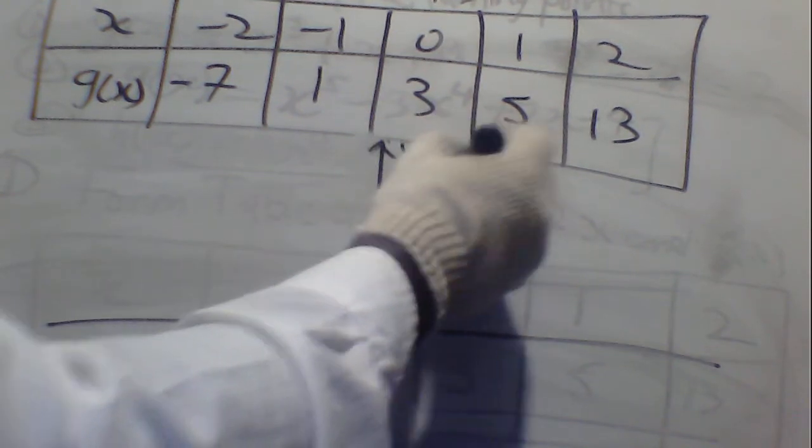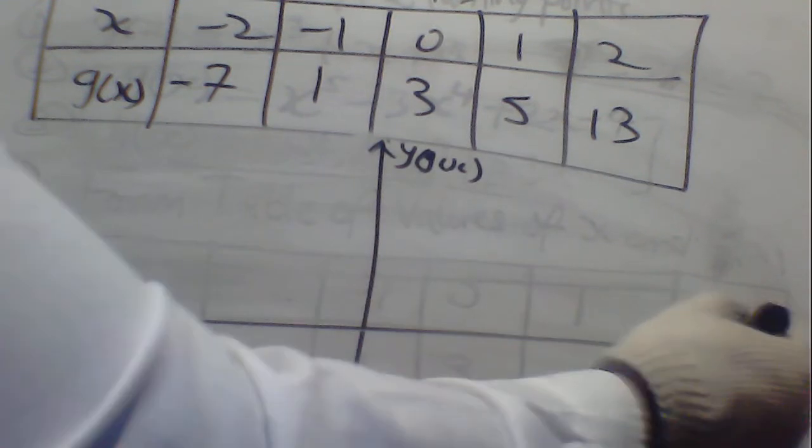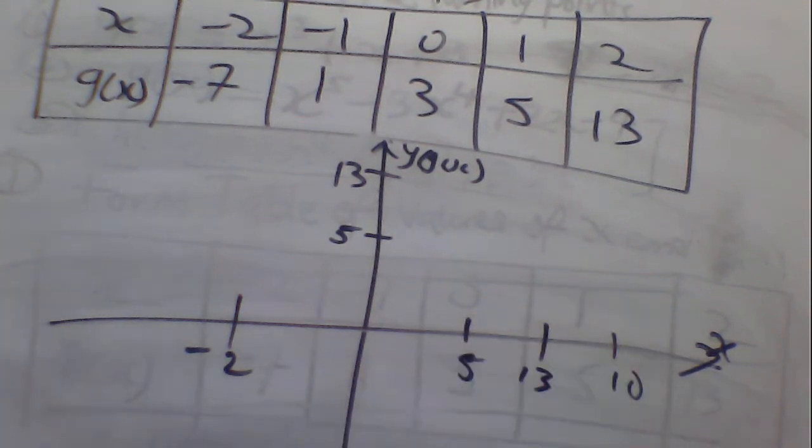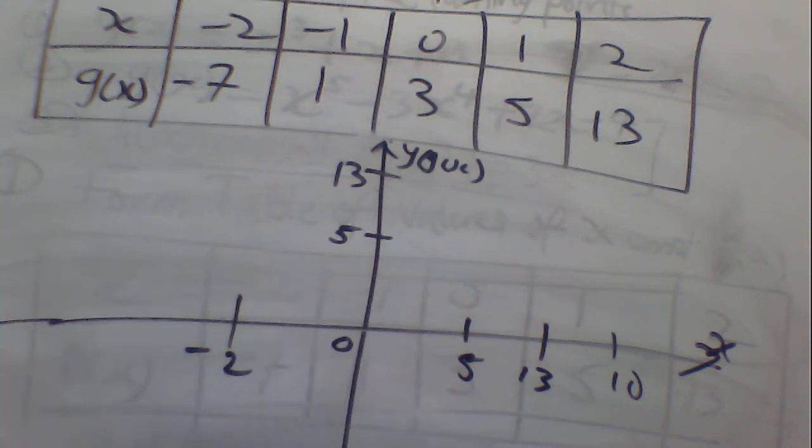So the graph will look like this. This is y, likely to be g of x, and here is x. If we assume here is 5, and somewhere here we have 13, so we have here minus 2. I hope you are seeing it. Somewhere here we have 5, we have 10, and in between we have 13, and down to minus 10, minus 5. So we can proceed. Are you seeing the values?